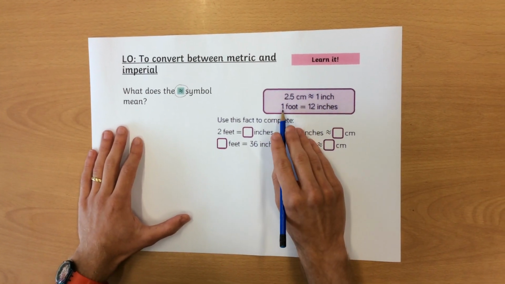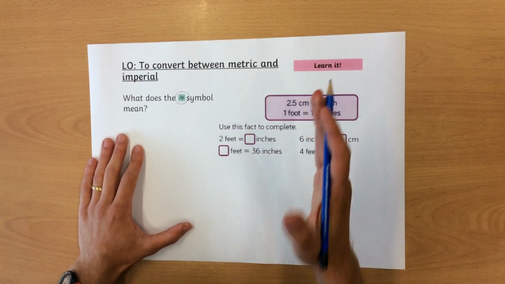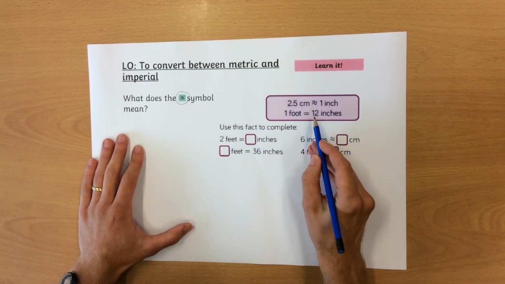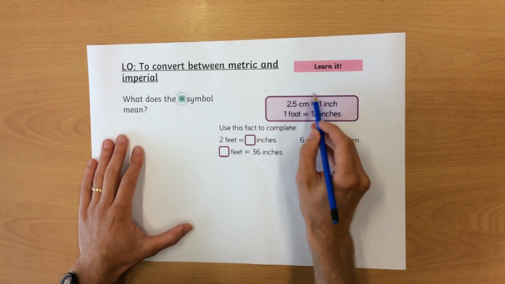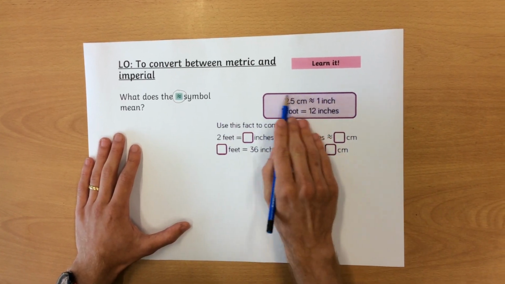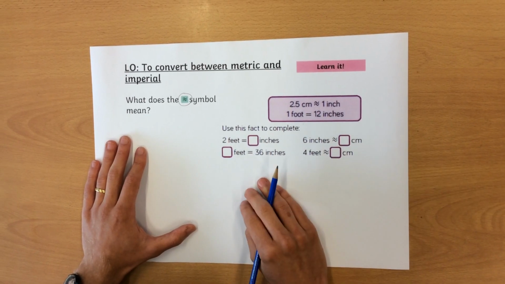But then underneath we have 1 foot equals, and the equal sign is straight, so we know it's a fact. It is exactly 1 foot equals exactly 12 inches. And this information is going to be really helpful to complete this. So use this fact to complete: 2 feet equals how many inches?